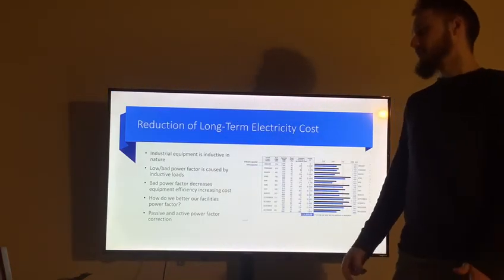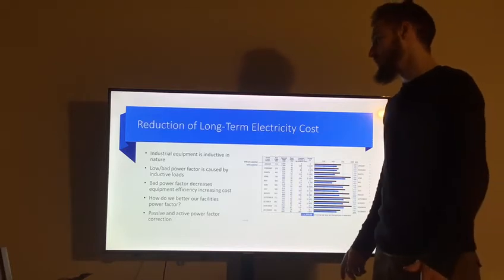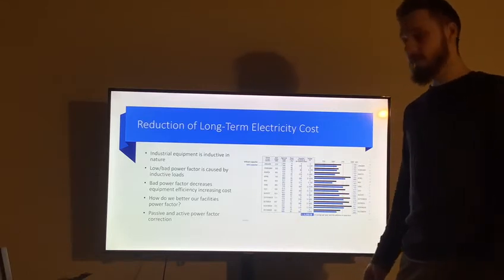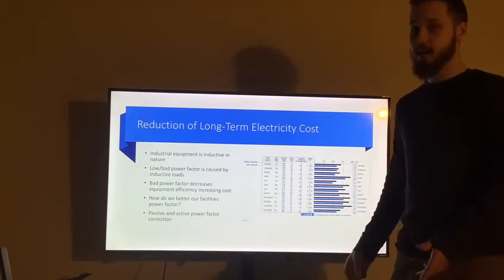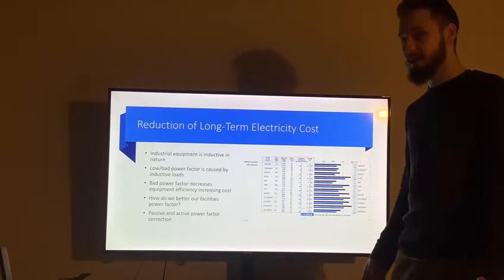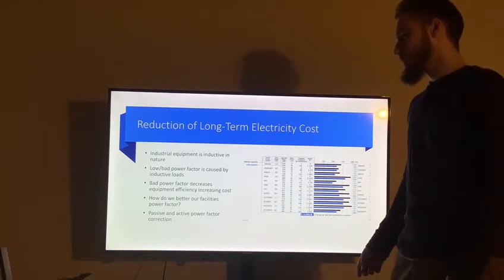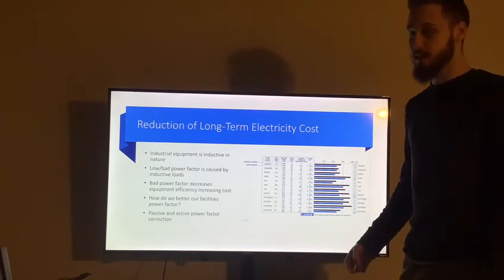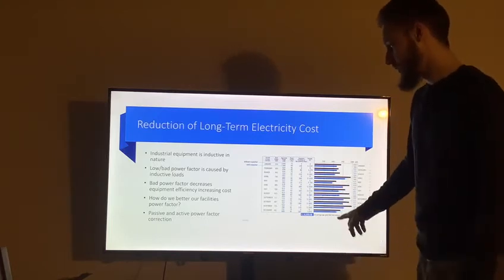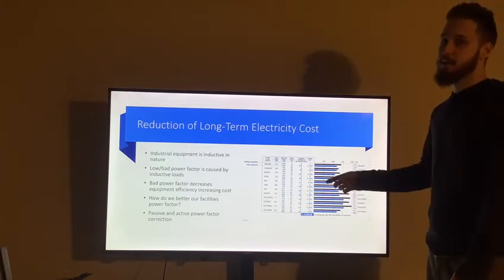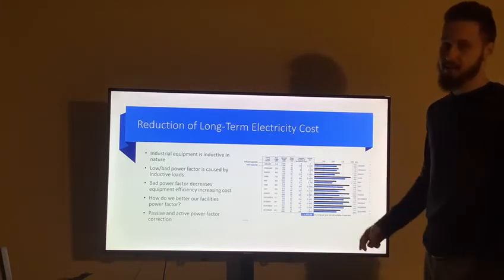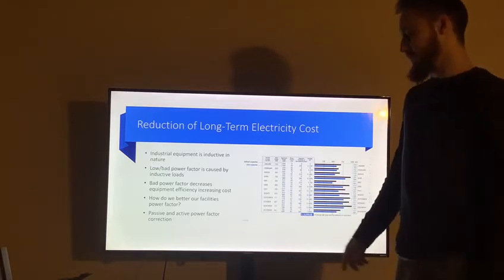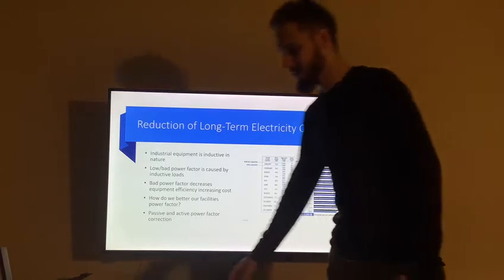Another benefit of power factor correction is the reduction of long-term electricity costs. Industrial equipment is inductive in nature, and we have to offset it with capacitance. So a bad power factor decreases efficiency and increases the cost. Here we have a chart that represents some annual savings that can be achieved with power factor correction. And here we see about a $17,000 saving annually.